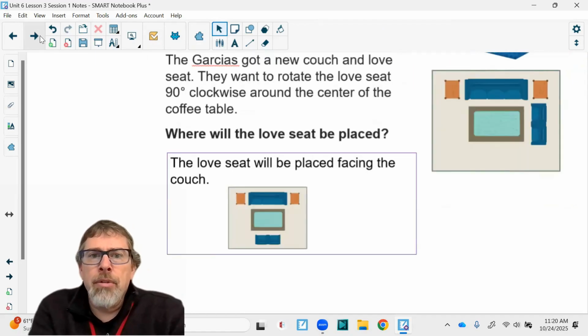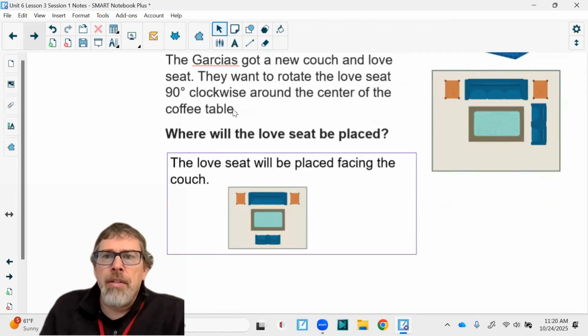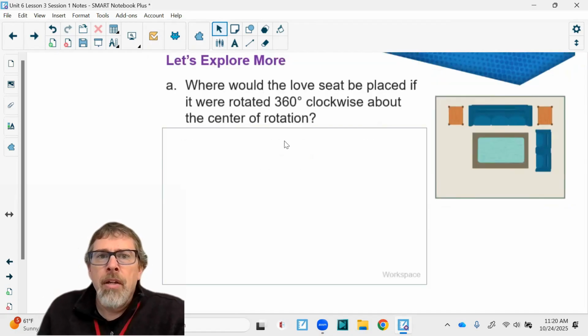The Garcias got a new couch. Okay, now we're saying, oh, this is just a repeat. I don't need to read all that. It's the same. Let's explore more.